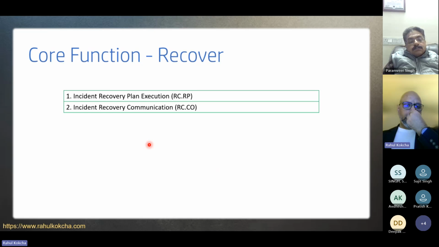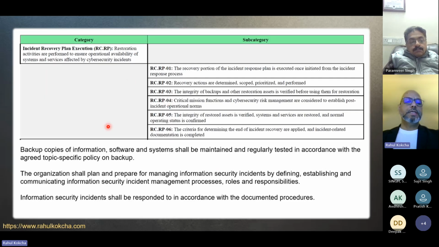And the last is recover. So this is incident recovery, execution, and communication. So there it talks about one of the controls, backup. The integrity of backups and the restoration shall be verified before restoration. So basically one of the recovery actions can be to restore the backups. Then we shall plan and prepare for managing security incidents. So this is again given in the incident management itself. It talks about that you have to manage the incident, meaning what incident has to be managed till the recovery. So this is the control for the recovery.